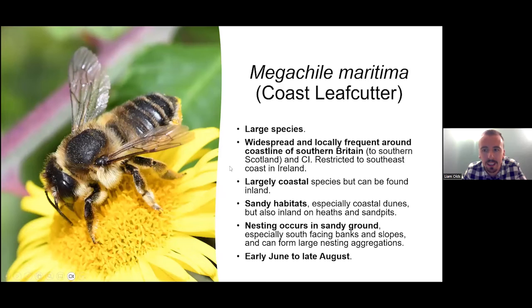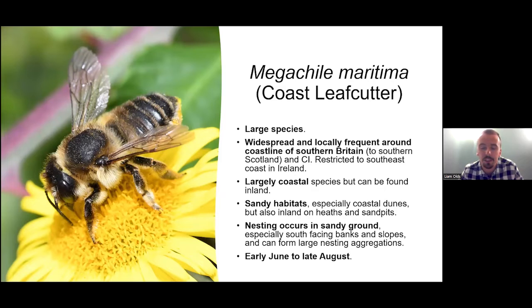So that's Megachile lapponica. Maritima, the coast leafcutter bee, is another quite large species that's widespread around the coastline of southern Britain. It goes about as far as the southwest of Scotland, and it's also present in the Channel Islands. In Ireland, it's very much restricted to the southeast. As you can gather from the common name, it's a largely coastal species, but you can get it inland, again, on more heathland sites, but also in some sandy brownfield sites.